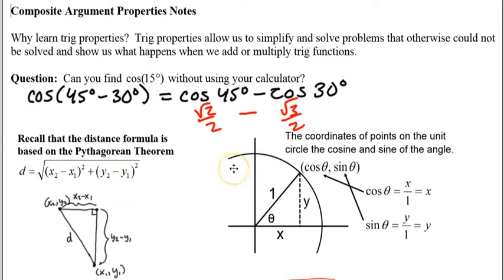Secondly, recall that when you have a unit circle, a circle with radius 1, the cosine of any angle is going to be x over 1, which is just x, and the sine of any angle is going to be y over 1, which is just y. So when I name this point (x, y), I can also name this point as (cosine theta, sine theta). So the coordinates of the points on the unit circle are the cosine and sine of each angle. So that's important to remember.